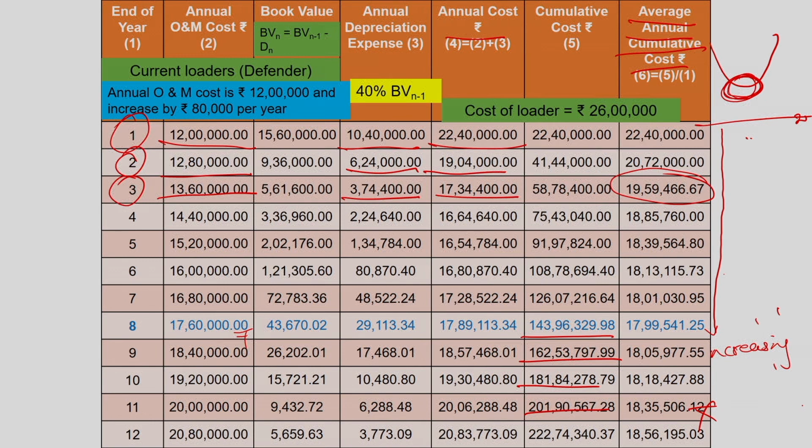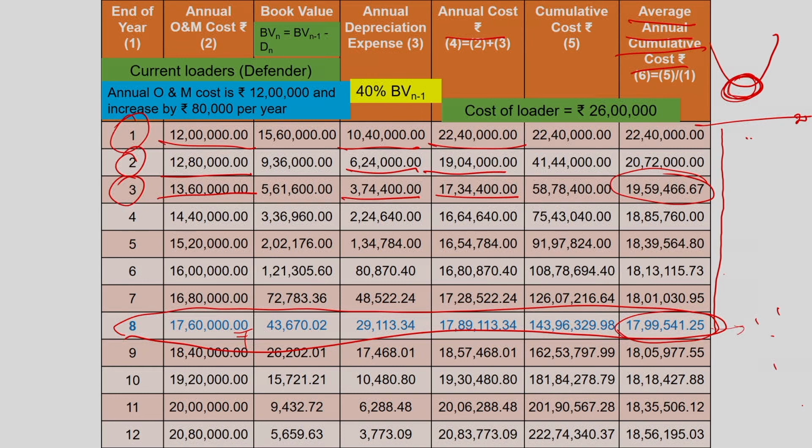So, for this current loader, what is the economic life of the machine? You can see the economic life is the 8th year. In the 8th year, the total cost associated with the machine is minimum, 17 lakh 99,541.25. So, this is the optimum replacement time for this machine when you consider only the Defender. If you are going to hold this machine with you for 8 years, the average annual cumulative cost will be 17 lakh 99,541.25. So, this is the economic life for this particular loader.